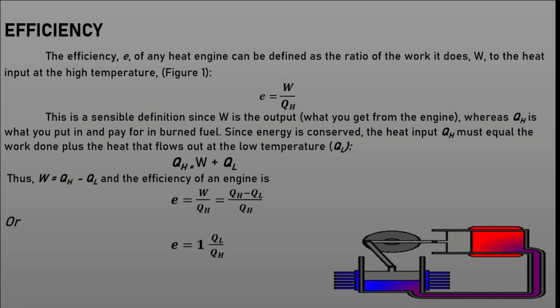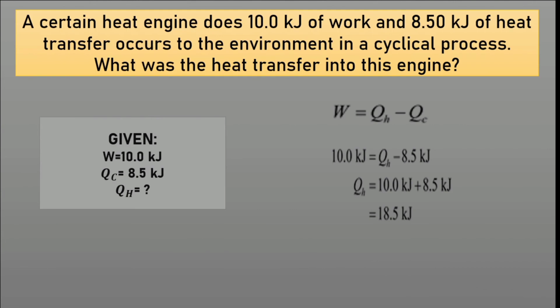Since energy is conserved, the heat input, QH, must equal the work done plus the heat that flows out at the low temperature, QL. You can see we have here a formula for computing the efficiency of the heat engine. So let's now go to the example exercises of the heat engine.